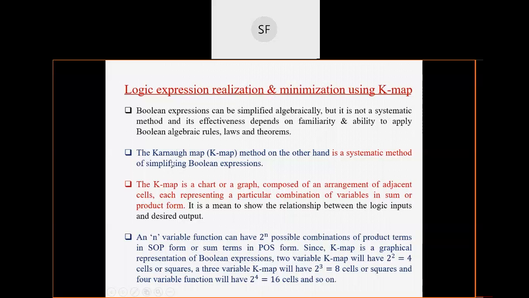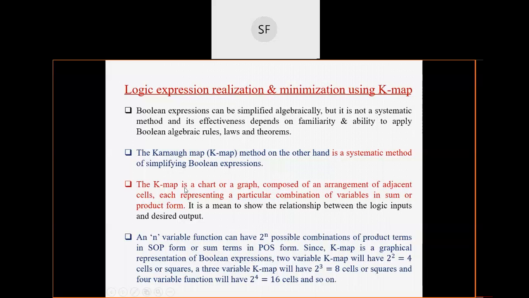On the other hand, the Karnaugh map, that is K-map, is nothing but named after the scientist Karnaugh. So the K-map method, on the other hand, is a systematic method of simplifying Boolean expressions. Why do we generally use the K-map method? Because it is a systematic method and it is very easy to learn as compared to Boolean expression simplification using algebraic methods. In algebraic methods, you have to remember all these algebraic rules, laws and theorems.